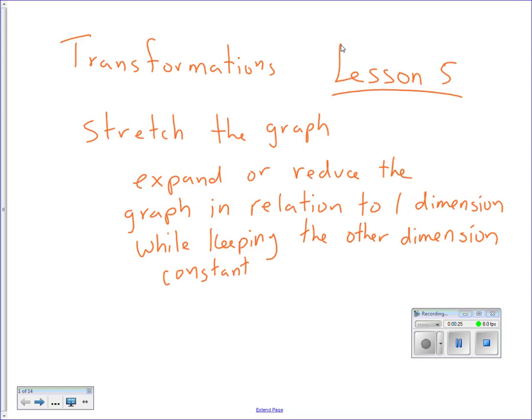And what does a stretch mean? It means we're going to expand or reduce the graph in relation to one dimension while keeping the other dimension constant. So we're going to stretch x, we're going to stretch y. You'll need your graphing calculator.